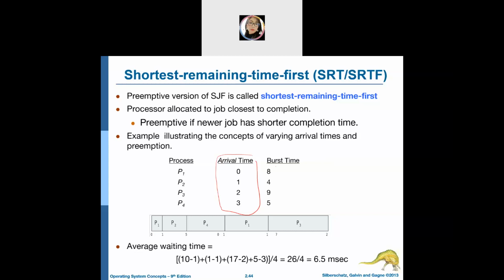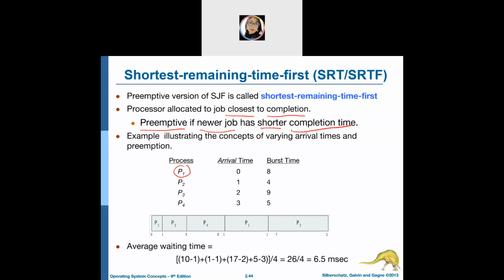And it shows here their burst times. They already give P1 is 8, P2 is 4, P3 is 9, and lastly P4 is 5. So how you're going to draw your scheduling chart is slightly different, because this is non-preemptive and it mentions allocating the job closest to completion. If no job has a shortest completion time, you're going to use the preemptive. And how you're going to draw is over here.